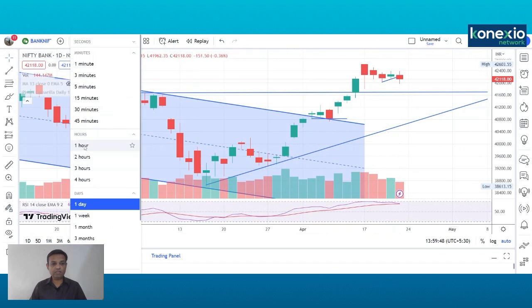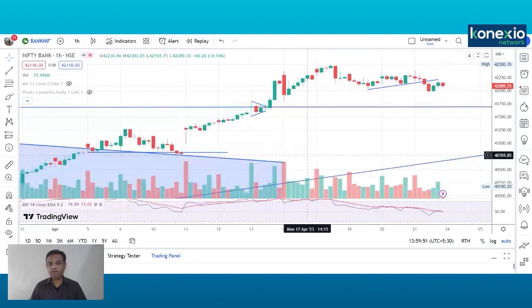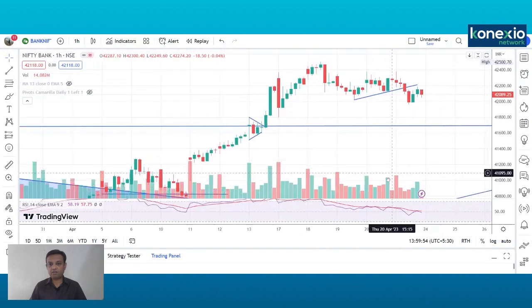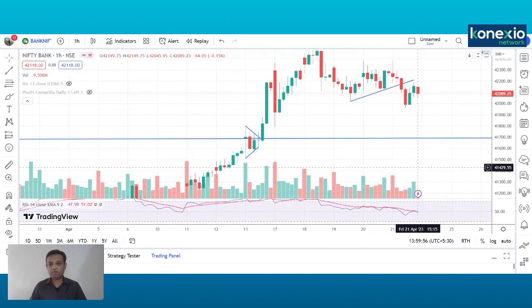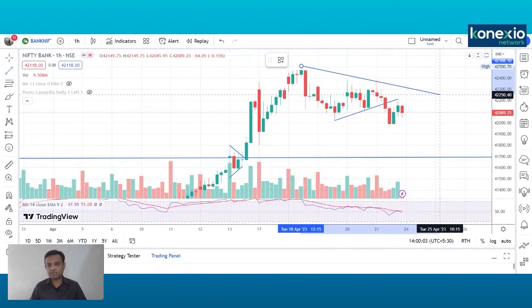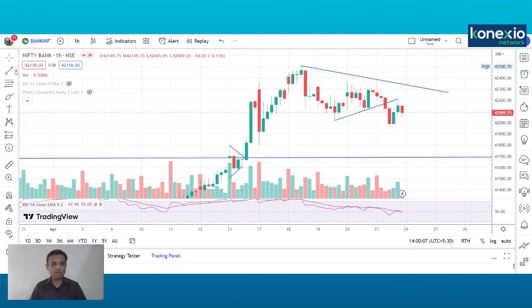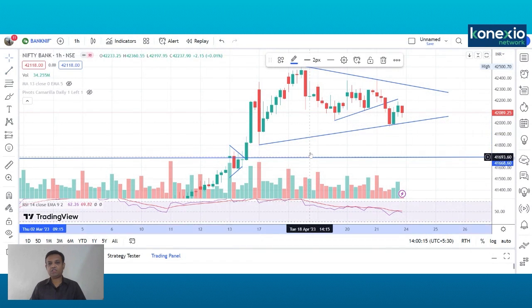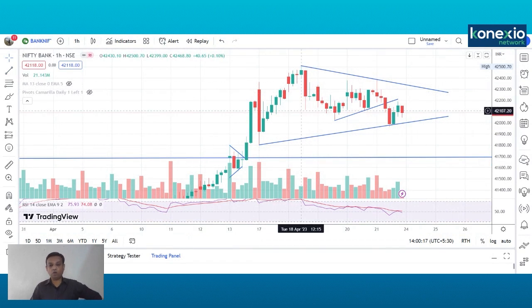let me go to the hourly chart so that we will have a clearer view. This is the hourly chart of Bank Nifty. Now let me draw a triangle here also, so that we get some levels where we might expect a breakout from this particular triangular pattern. Now this is Bank Nifty. You can see it was stuck in this particular range throughout the week.